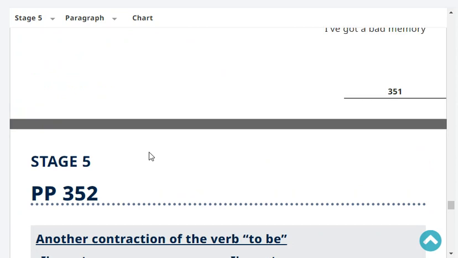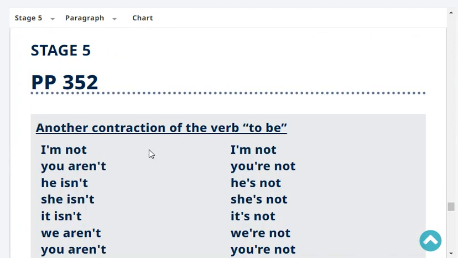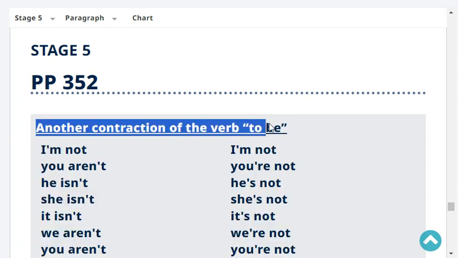Okay, let's practice. Have you got a good memory? Yes or no? Yes, I've got a good memory. Very good. Okay, next. Let's have another construction of the verb to be.